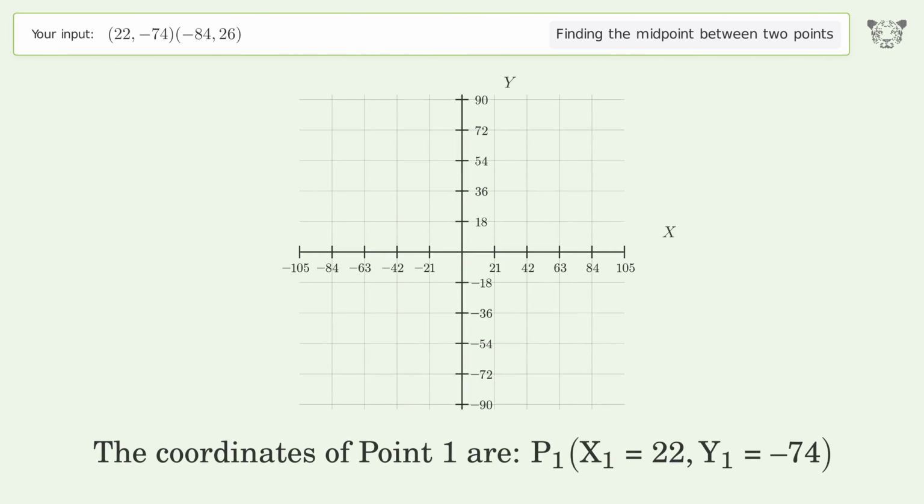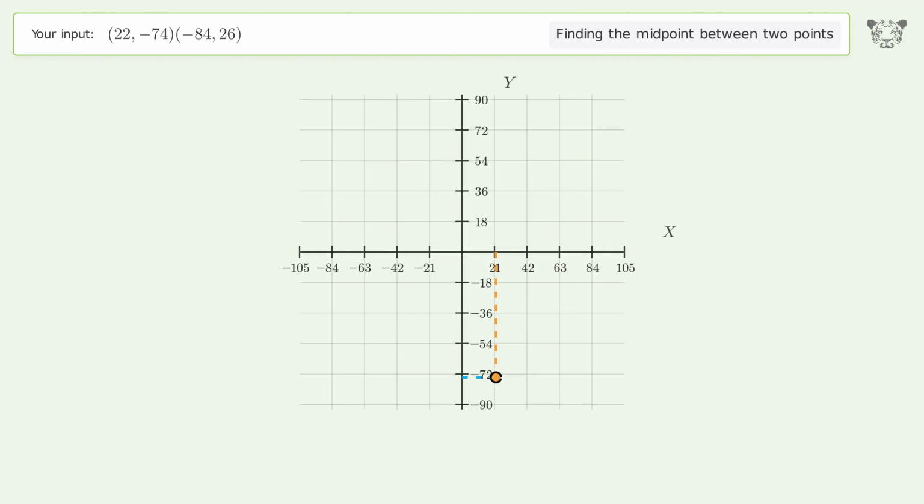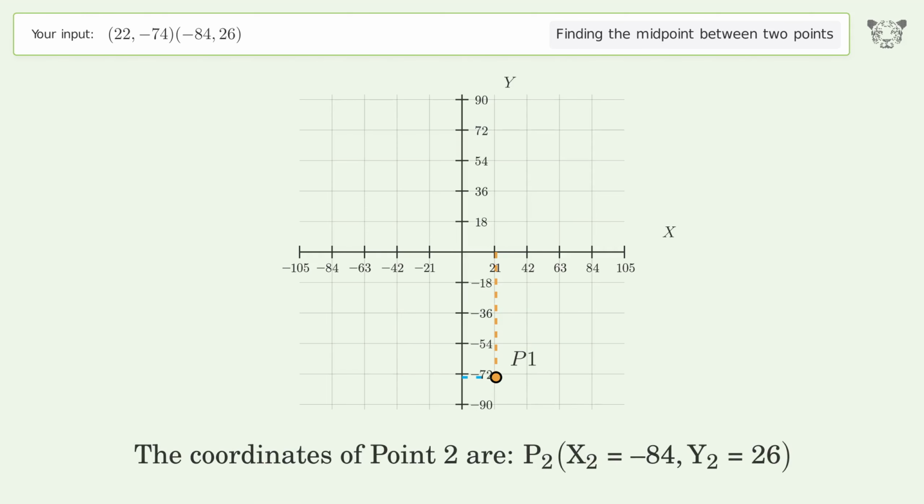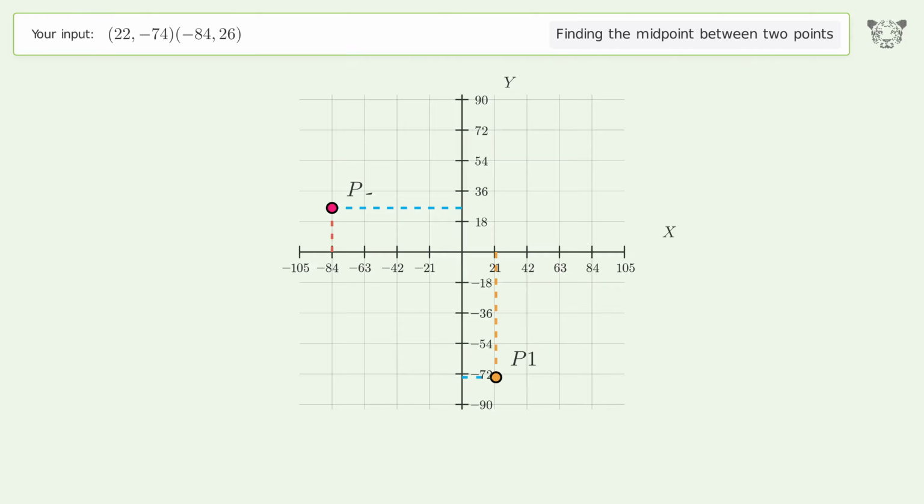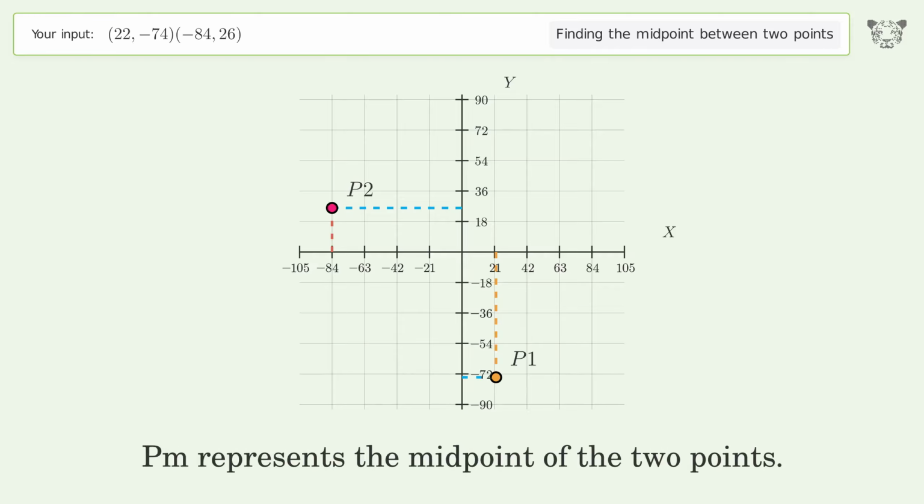The coordinates of point 1 are x1 equals 22, y1 equals -74. The coordinates of point 2 are x2 equals -84, y2 equals 26. PM represents the midpoint of the 2 points.